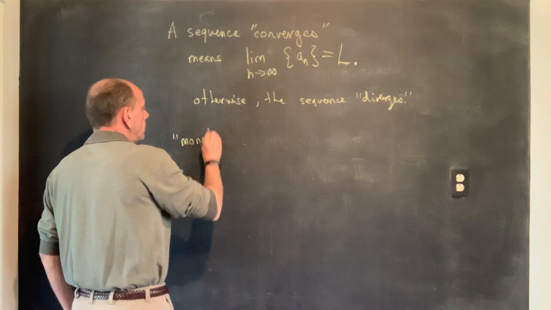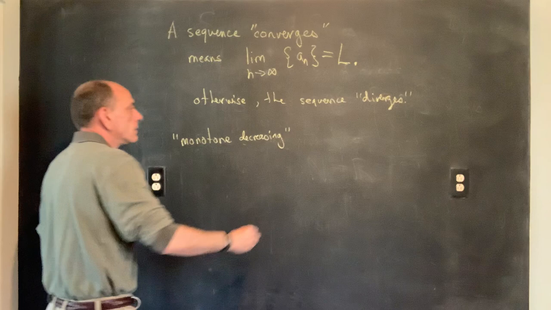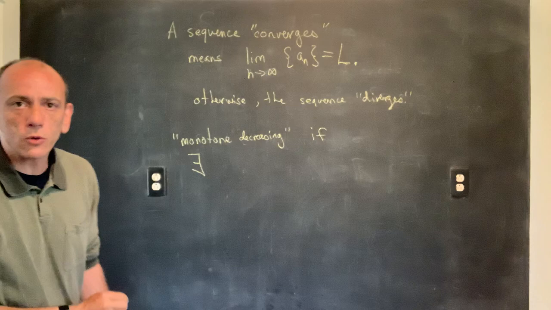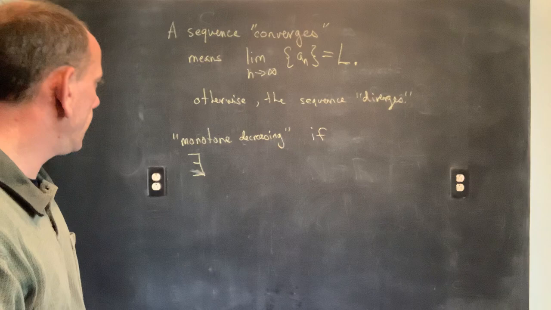Now let's say monotone decreasing. A sequence is monotone decreasing if there exists a backward capital E. For those of you who haven't seen that, it's a little sloppy, sorry. The backwards capital E is the existential quantifier. It means that there exists something.